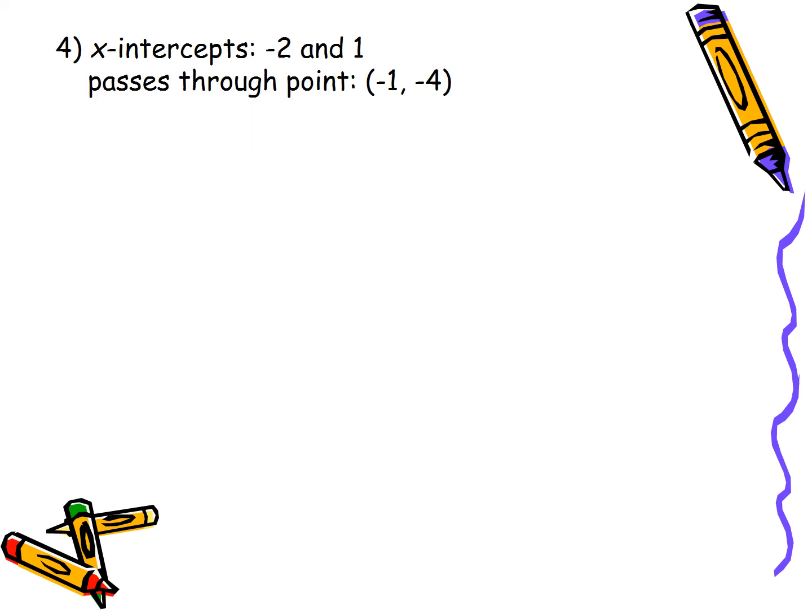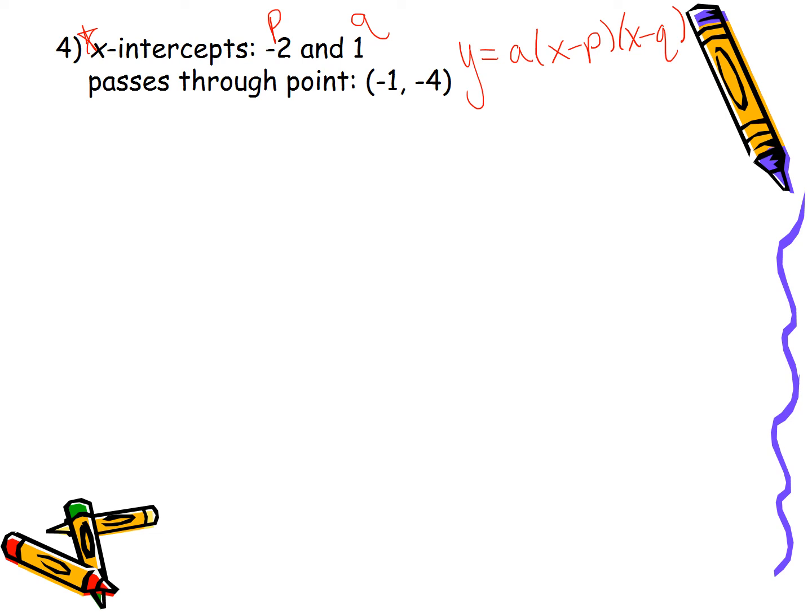And last but not least, we have another situation given in words, and this time instead of giving us the vertex, they gave me the x-intercepts, which means that I want to use the intercept form. So y is equal to a times x minus p times x minus q, where p and q are x-intercepts. So I'm just going to pick p to be a negative 2 and q to be 1. You can pick p to be 1 and q to be negative 2. That's okay. And we also know that it passes through the point negative 1, negative 4.